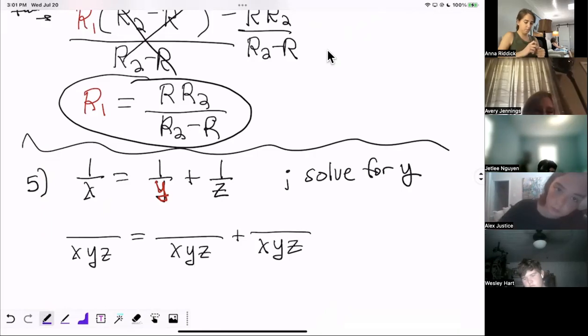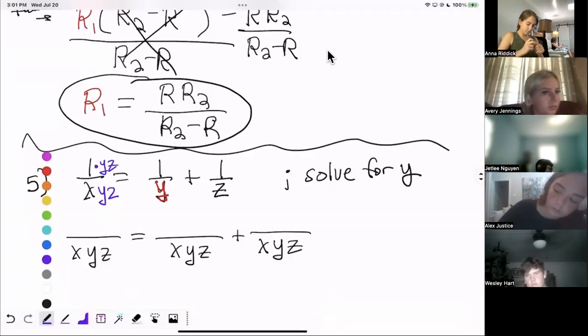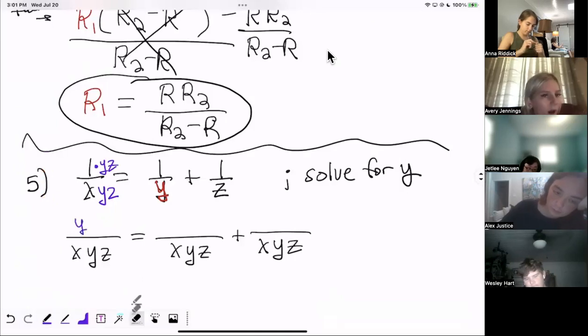Let's see what we need. So I have X, I need my Y and my Z. So I'm going to multiply my numerator by Y and Z. So my new numerator is YZ.